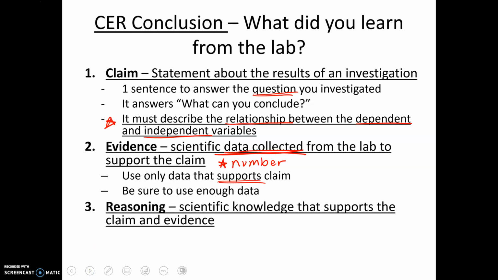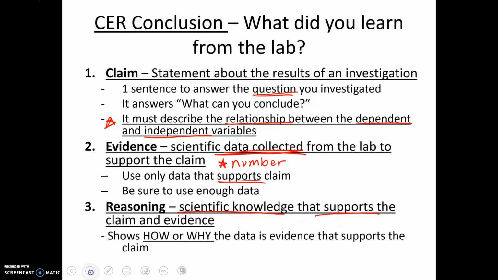And then the last part of our CER is going to be reasoning. So this is where we're using our scientific knowledge to support that claim and evidence. So this shows how or why the data is the evidence that supports our claim. So if we think about back to the example that we used with the fertilizer, we are going to create a little conclusion here with some data.